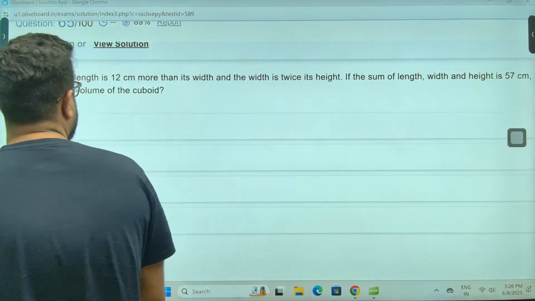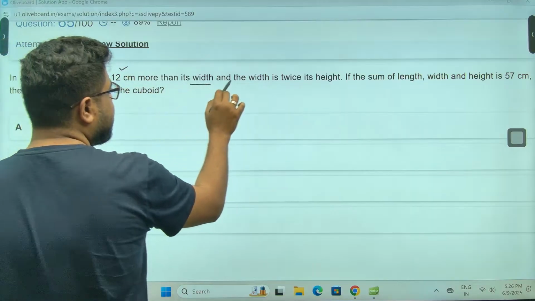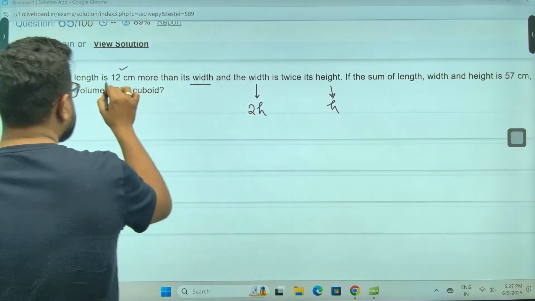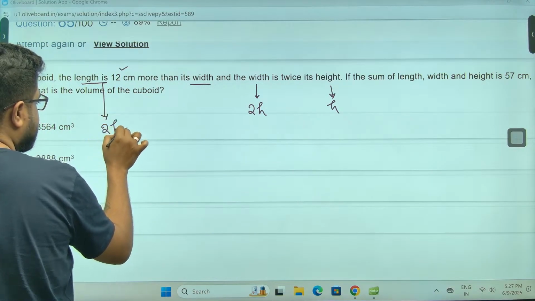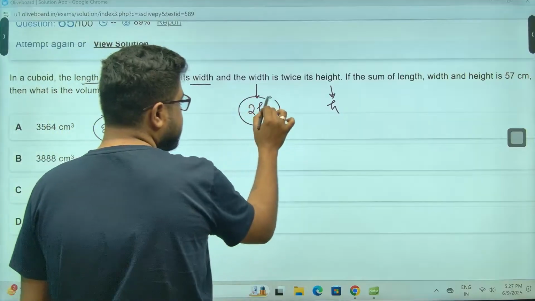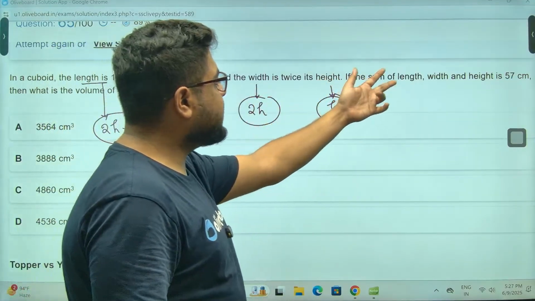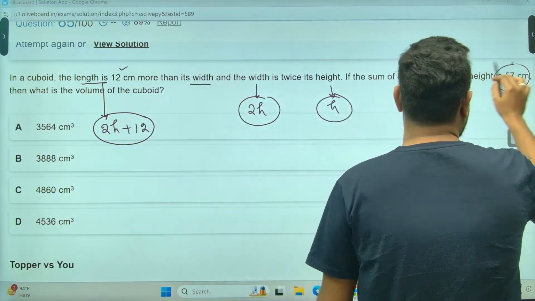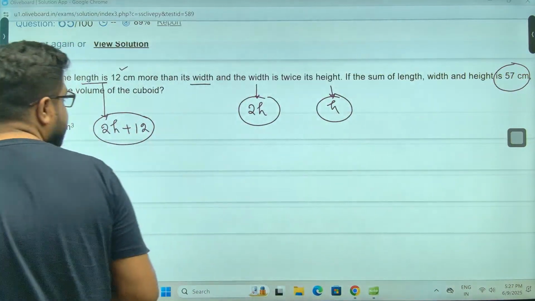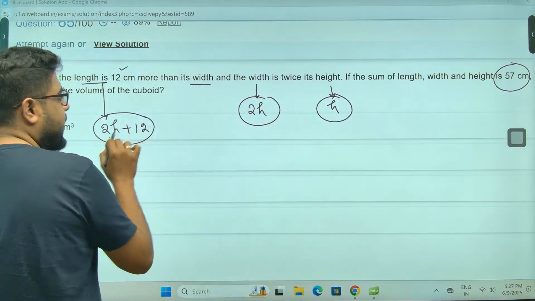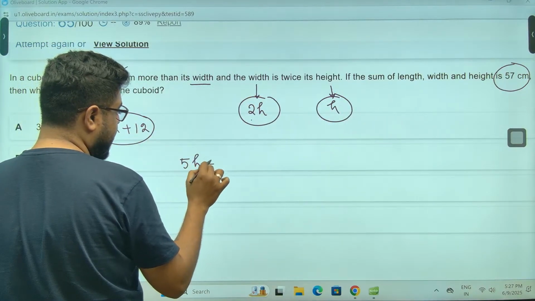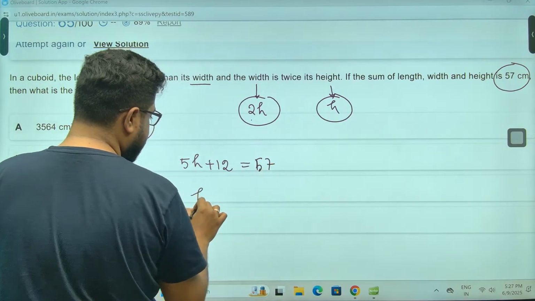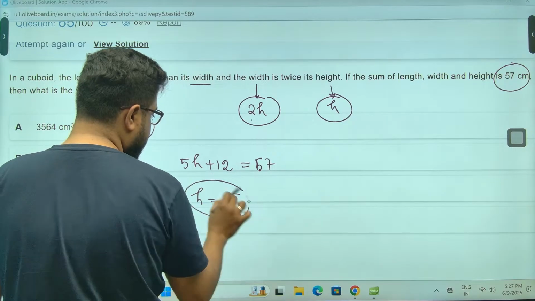In a cuboid, the length is 12 centimeter more than the width and the width is 2 times the height. Achha, sir, height is h. So width will be twice, 2h. Sir, length will be 2h plus 12. That thing we know. Sum of the length, width and height is 57. Then volume of the cuboid. Okay, sir. So sum of these three, 2h, 2h, h, 5h plus 12, that is equal to 57. So h is equal to 45 by 5, sir.